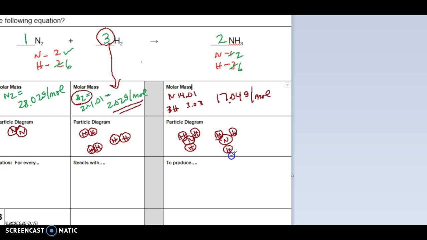Now, the ratios, this is the super important step. I'm going to have 1 mole of N2 and 3 moles of H2 make 2 moles of NH3. This is the important step that I need here, which is this ratio step. That's what I need to know.